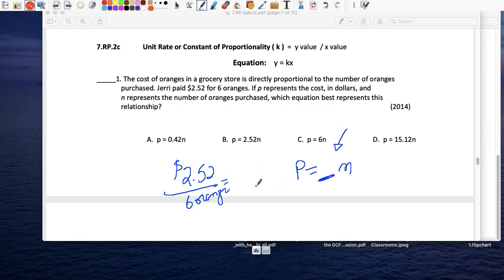So divide. Find out how much 1 orange is. Divide by 6, divide by 6, 2.52 divided by 6 equals 0.42. Right, so P represents the cost, that represents the price, the 0.42, and N represents the number of oranges.